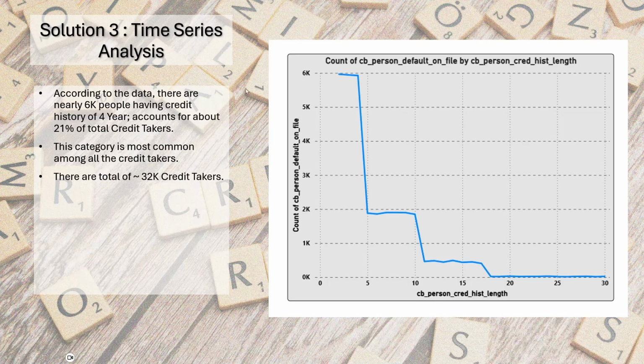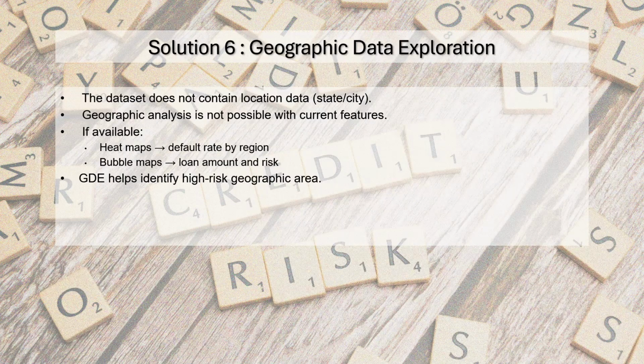Now for question number 3, time series analysis was required. As you can see in this line chart, people with 2 to 4 years of credit history have the most defaulted loans, while it decreases as time goes on. There are a total of 32,000 credit takers, and according to this data, nearly 6,000 people have a credit history of 4 years, which accounts for about 21% of total credit takers. This category is the most common among all the credit takers.